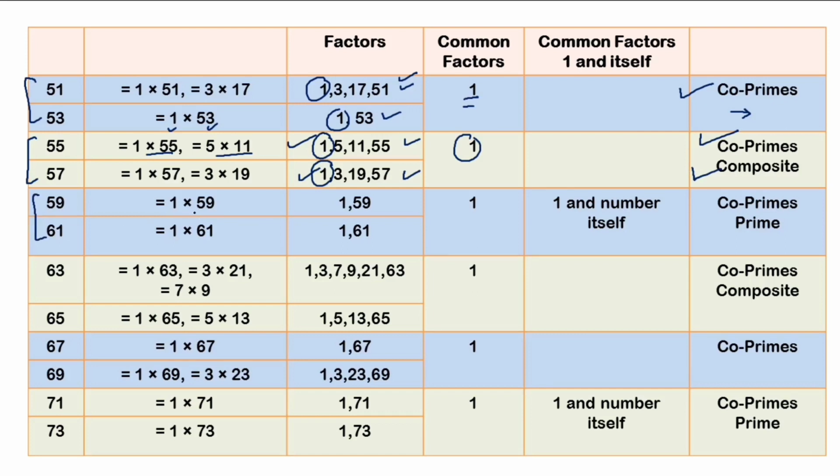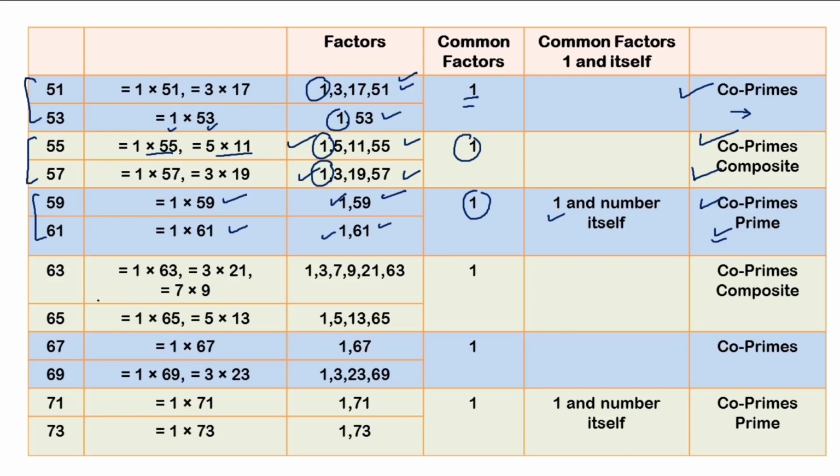Okay, 59 I can write as 1 into 59, and 61 as 1 into 61. Both are prime numbers having factors 1 and the number itself. The common factor is 1, and 1 and the number itself are also common between both. So these are prime numbers. Also, 1 is a common factor, so these are co-primes also.